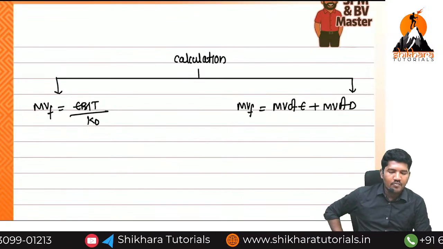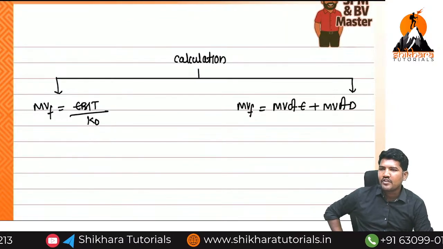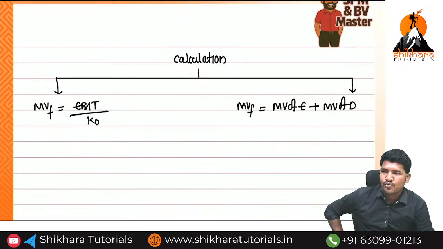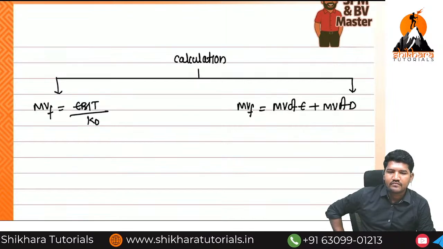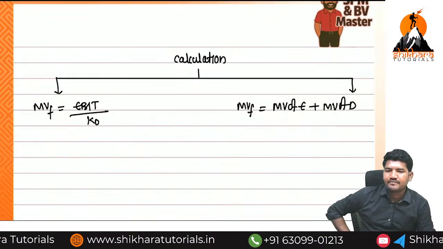Sir, what about the preference share capital? What about the term loan, bank loan? What about the retained earnings? The assumption is that we have only two sources, equity and debt. Market value of equity plus market value of debt.